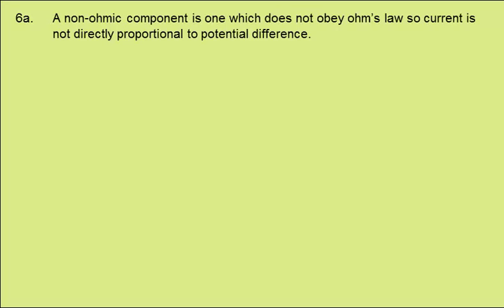In question 6a, we're told a semiconducting diode is an example of a non-ohmic component. We need to state what is meant by a non-ohmic component. Well, this is one which does not obey Ohm's law, so the current is not directly proportional to potential difference, which basically means it does not have a constant resistance.